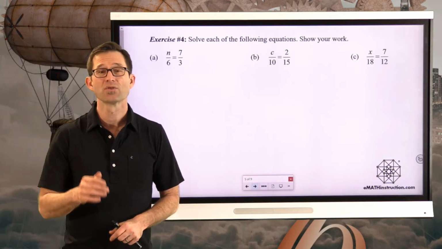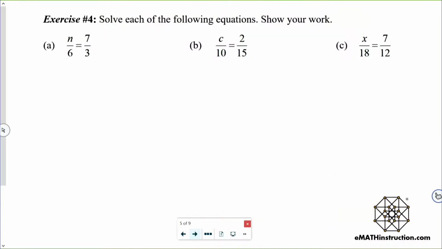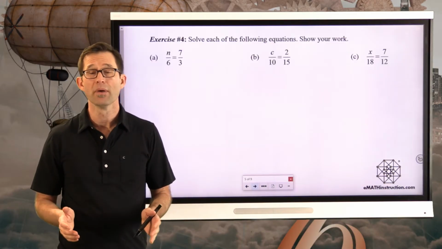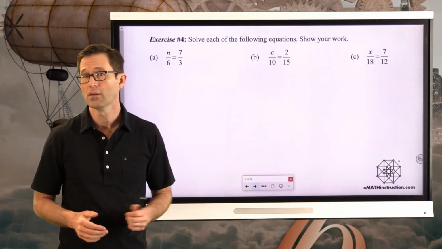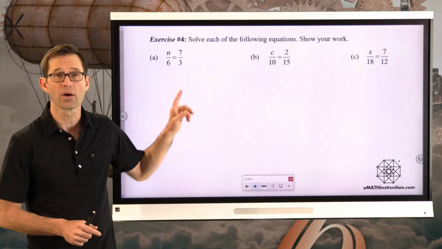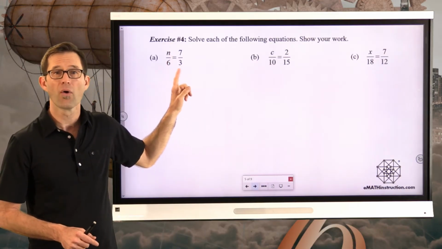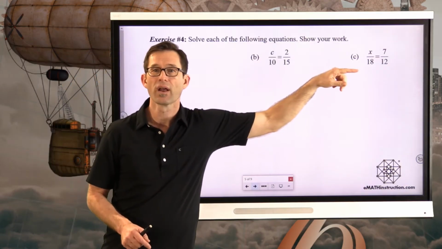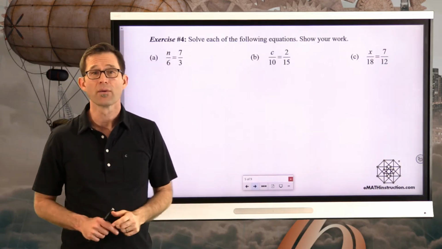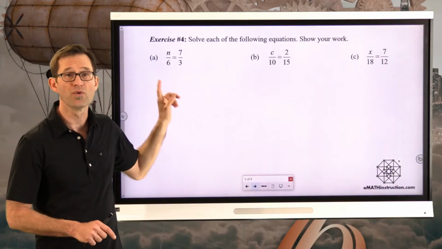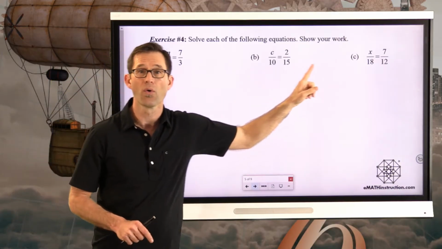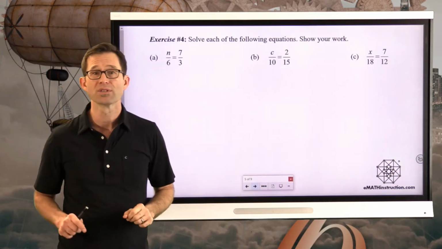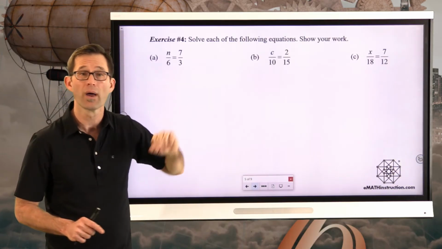Okay, exercise number 4. Solve each of the following equations, show your work. Well, these are actually going to be a bit nicer than the last ones we did, because again, in each case here, we've got a variable divided by a whole number, n divided by 6, c divided by 10, x divided by 18. Just like in the previous lessons, all we need to do to undo the division by these whole numbers is multiply both sides of the equation by those whole numbers.